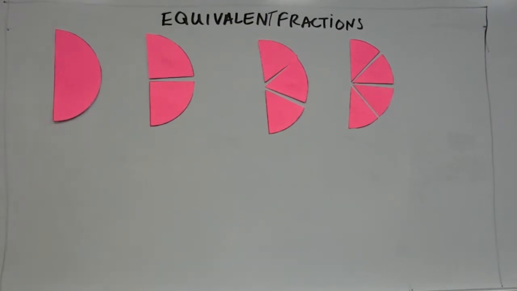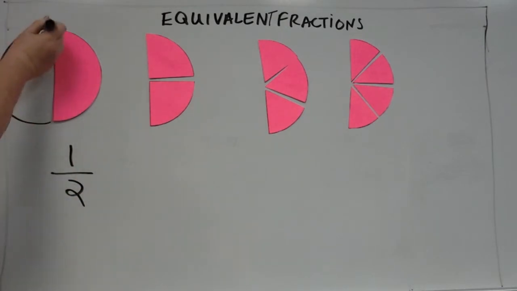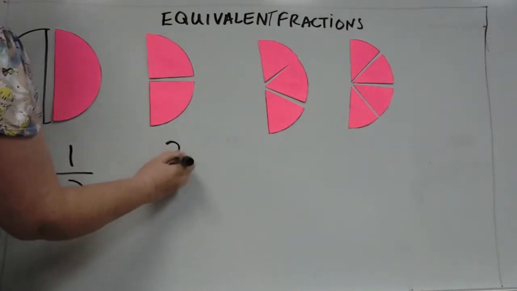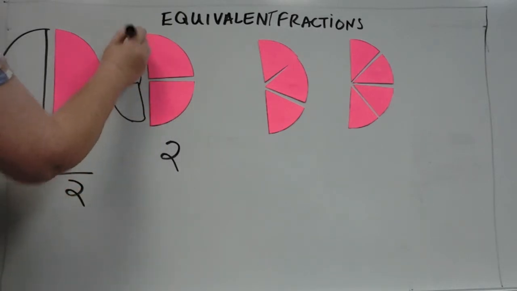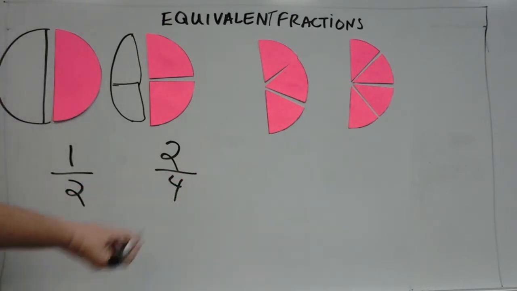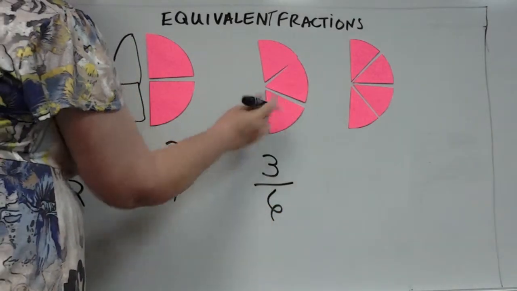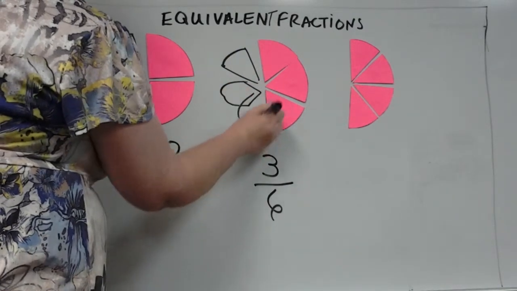Fractions are equivalent if they're the same part of the whole. So, this fraction is 1/2. 1 because there's one part, half because it takes 2 parts to make the whole. This fraction is 2/4. We've got 2 parts. It takes 4 parts to make the whole. This fraction is 3/6. We have 3 parts. It takes 6 parts.